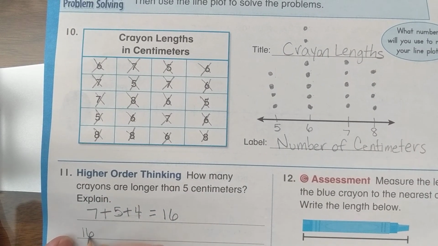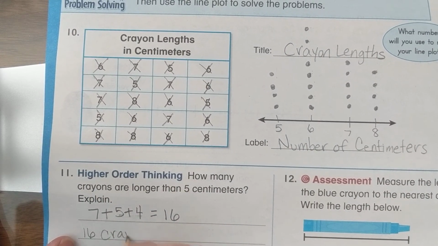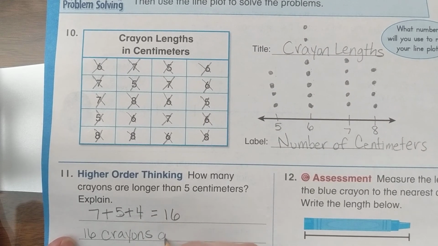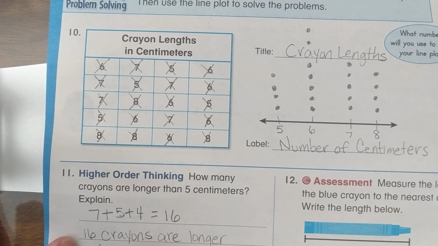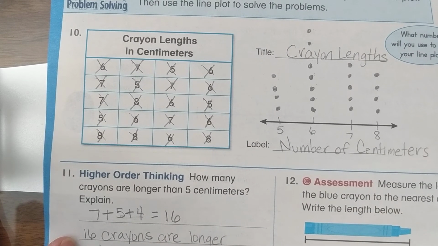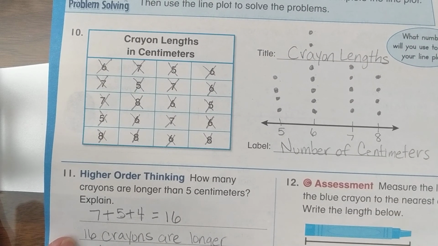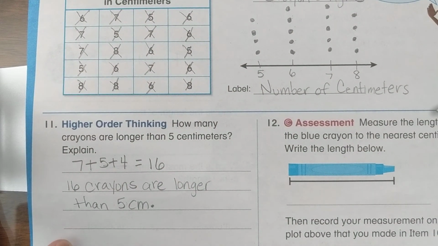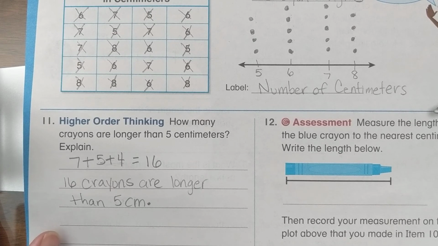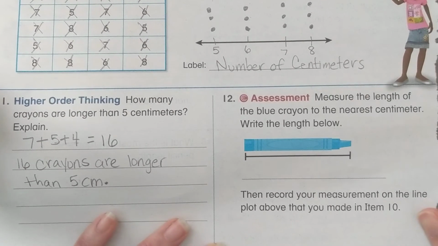So we're going to say 16 crayons are longer than 5 centimeters. And we explained how we knew by this equation. That's how we knew. So if you need to pause the video to write it, that's fine. Okay, and now the last question.